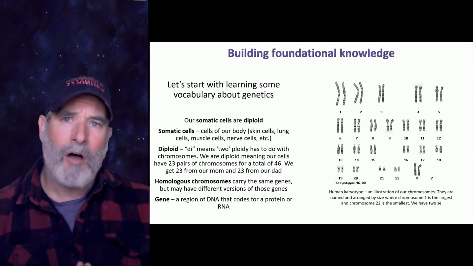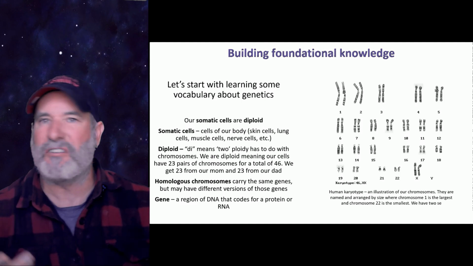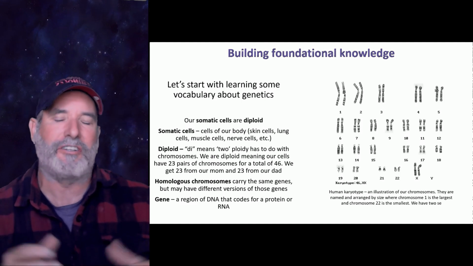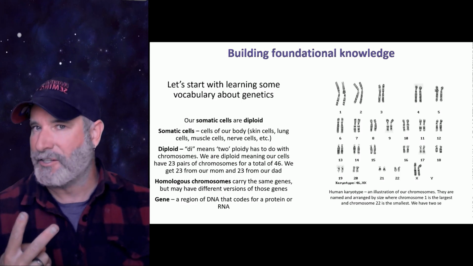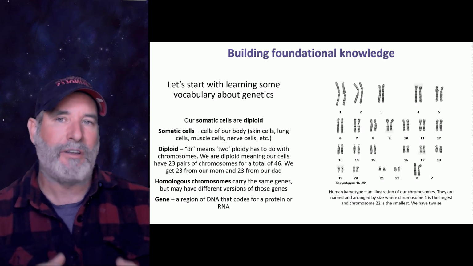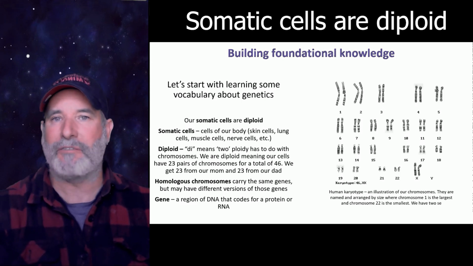Okay, here's some other words. The somatic cells. These are the cells of our body. Skin cells, liver cells, muscle cells. Basically every cell in your body is a somatic cell. They are diploid. Di means two. Ploidy has to do with the number of chromosomes. So if you're diploid, you got two copies of your chromosome.